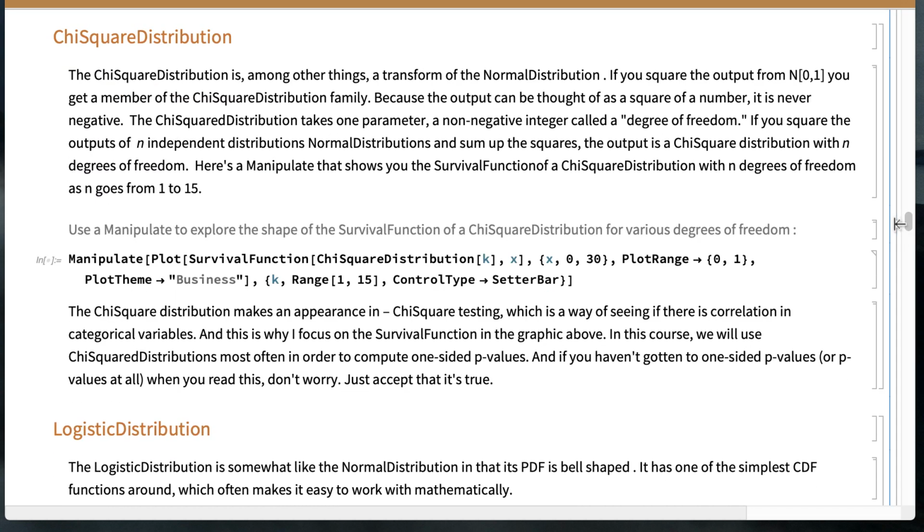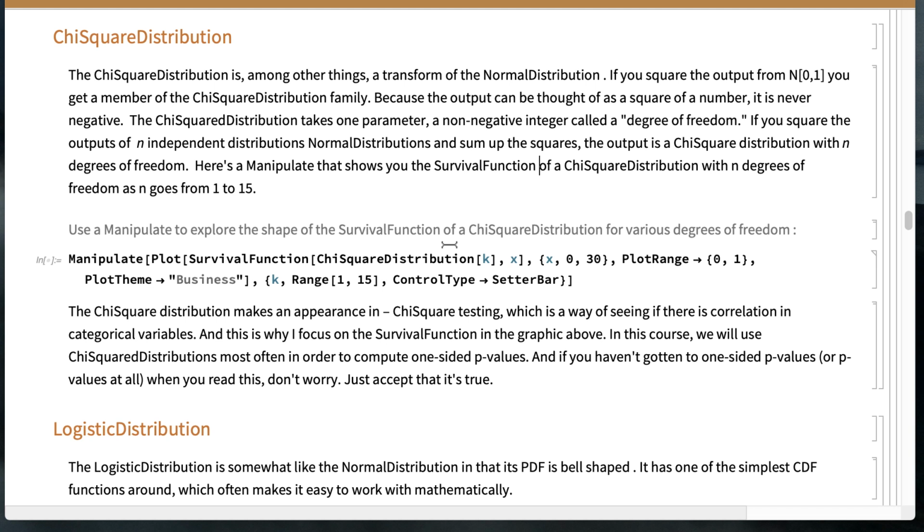The chi-square distribution. Okay, chi-square is actually a transform of the normal distribution. If you remember an earlier talk, I talked about transformations of distributions. Supposing you took the output from the normal distribution, and by the normal I mean N(0, 1), and you squared the output. What would the distribution of that value look like? And the answer is, well, that has a name. It is the chi-square distribution, with 1 degree of freedom.